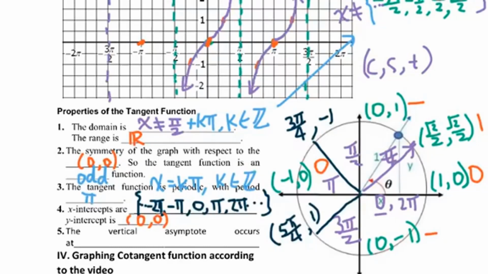The vertical asymptote lines occur at pi over 2, negative pi over 2, and 3 pi over 2, negative 3 pi over 2. You can list them up. Or you can write pi over 2 plus k times pi, because every pi is repeating. Thus, I can write x equals pi over 2 plus k pi, and k is integers.